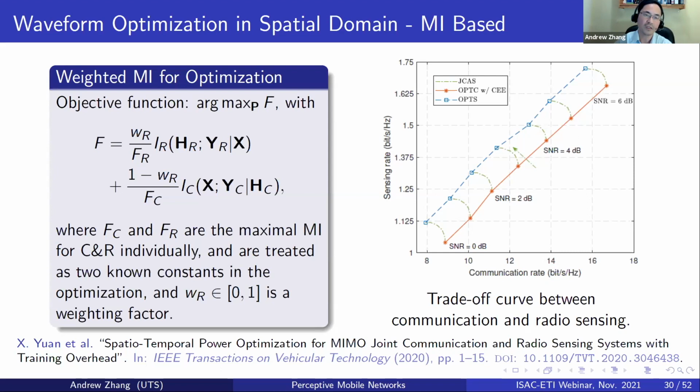But they are not necessarily optimal for sensing parameter estimation. So we developed some optimization approaches based on the combined or weighted mutual information for communication and radar. And then we optimize the power allocation between the preamble and the data payload part.